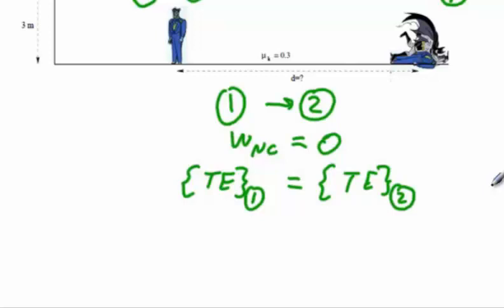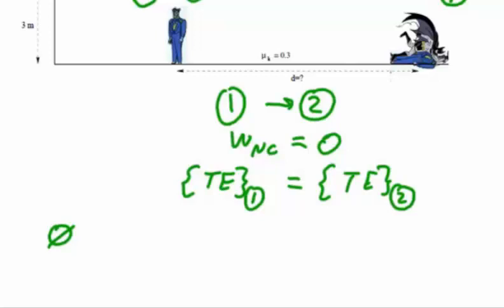At moment 1, do we have kinetic energy? The answer is no, because Batman is stationary. At moment 1, do we have gravitational potential energy? It depends. Gravitational potential energy is mgh, or as I prefer, mgy, and we need to define for ourselves what we will call y equals 0.